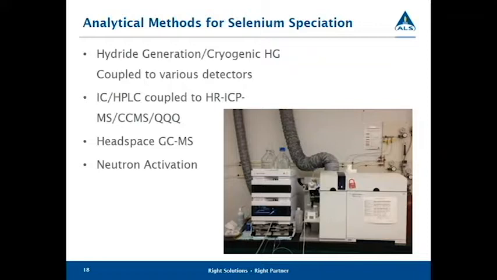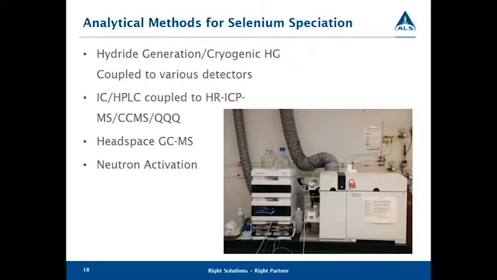So an example of chromatography separation would be cation-anion exchange columns or reverse phase columns coupled to an ICP-MS. They also could be coupled to a high-res ICP-MS and also a triple quad ICP-MS. And typically we refer to these as HPLC/IC-CCMS or ICP-MS. So it's a hyphenated technique involving separation using various types of columns and then detection of selenium using ICP-MS.